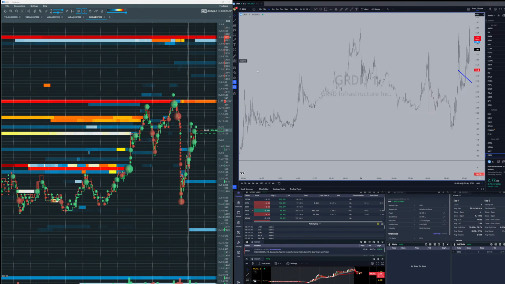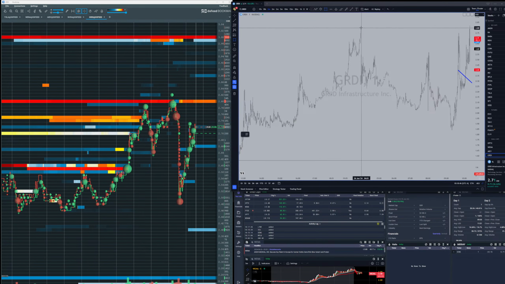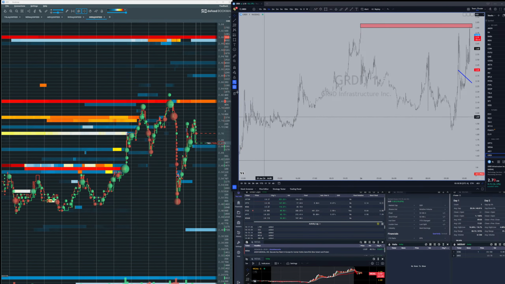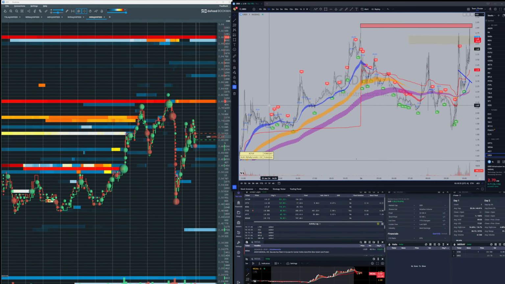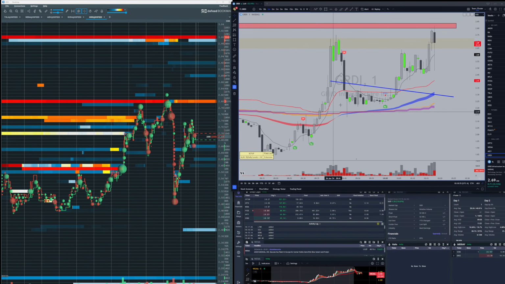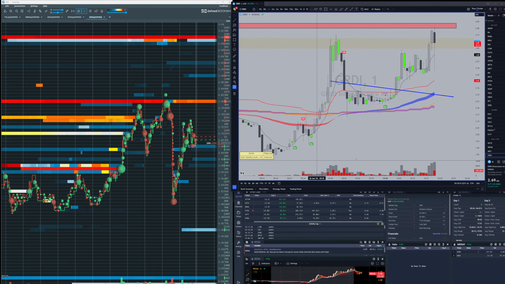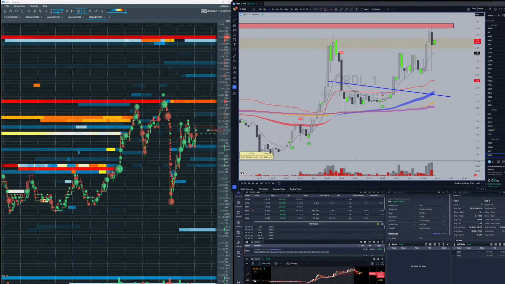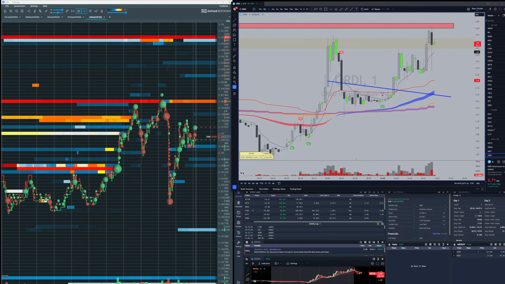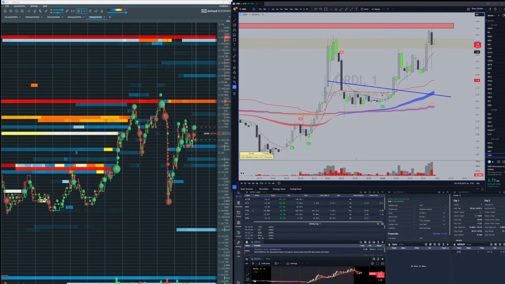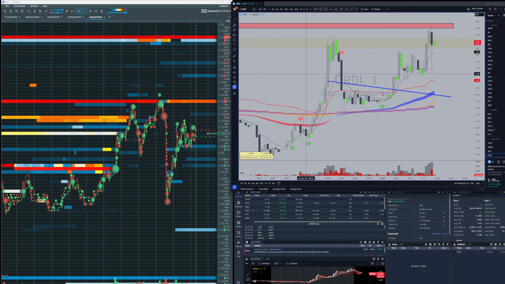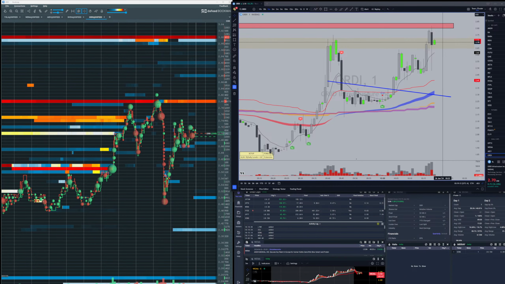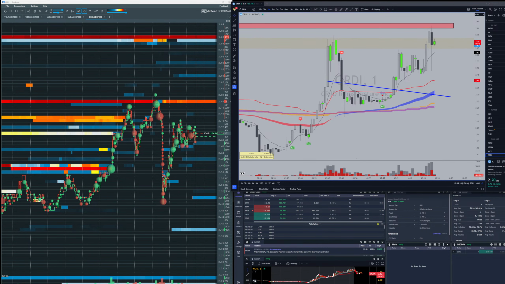So now if we stay below 280, this is going to be a nice fader. This is a gap and crap, and an extension play. So brutal over here. I want to see a lower high, lower low.